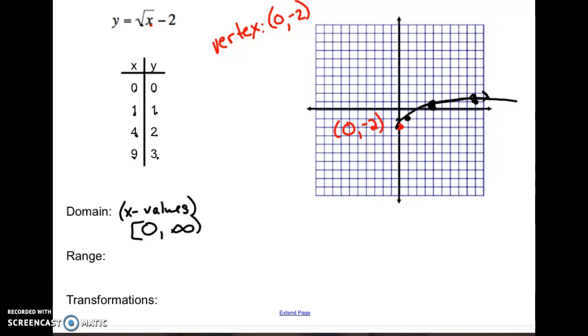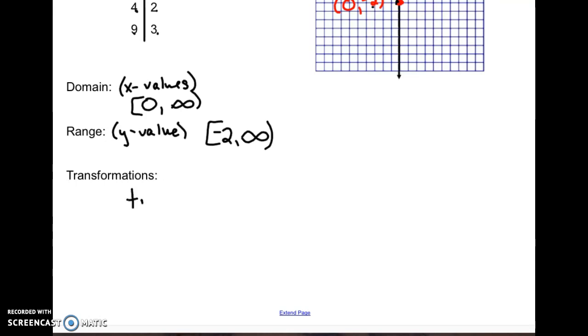The range is your y value. And the lowest y goes is -2. And then it keeps going uphill, not very fast, but it is going uphill. So our range starts at -2 on the y and goes forever, getting bigger and bigger. The transformations we used were a translation down 2.